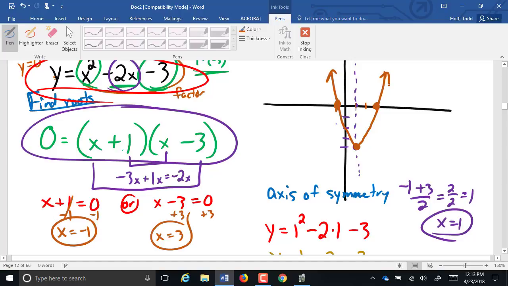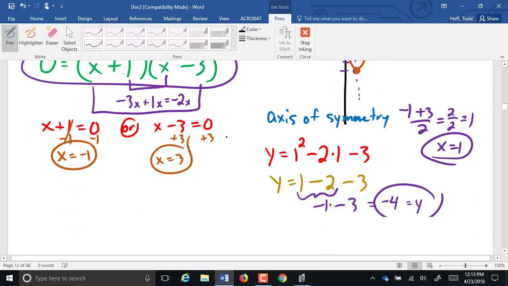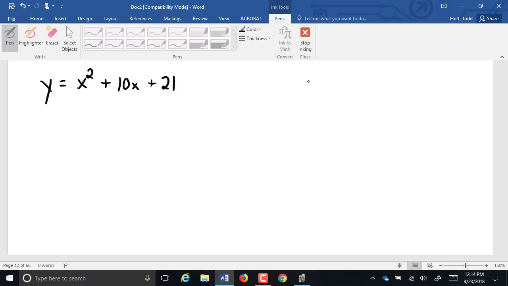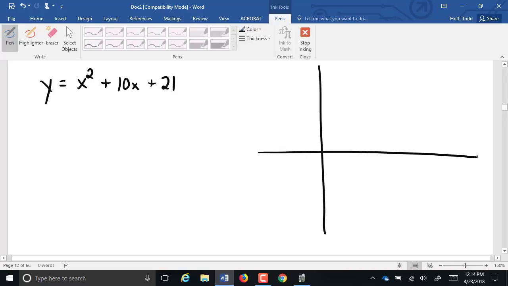We can graph our quadratics. One more example. So y equals x squared plus 10x plus, oops, 21. So we're going to graph this.